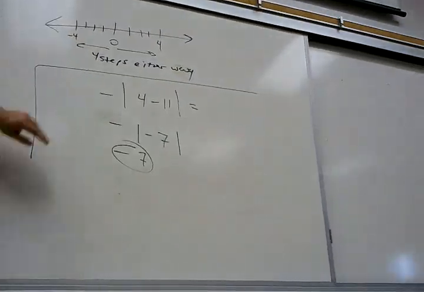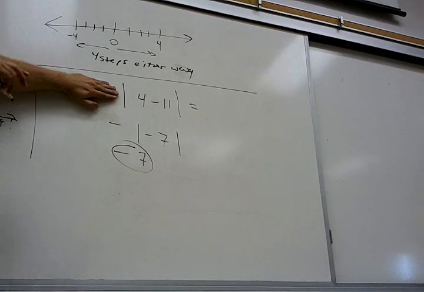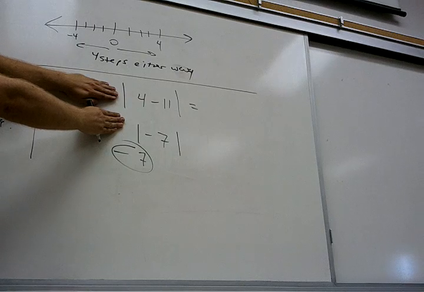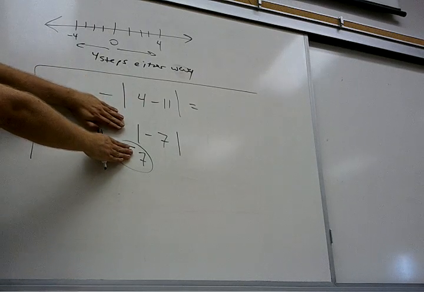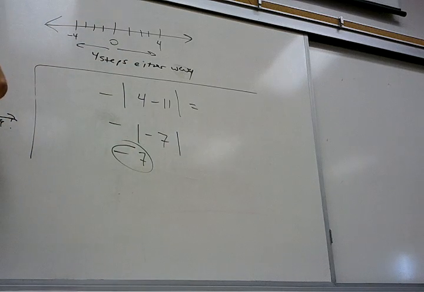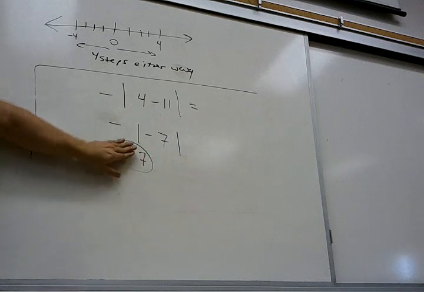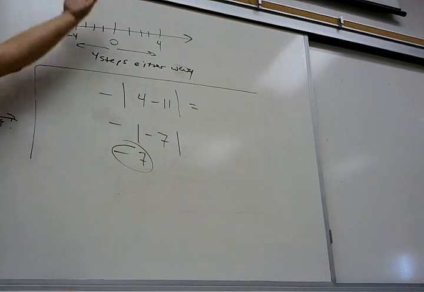The really cool way to look at this kind of problem is to cover that and do that problem now. So 4 minus 11 is negative 7. The absolute value of negative 7 is 7. What's on the outside of the problem, though? A minus sign. So it's the opposite of what you would normally get here. Normally I'd get 7 there, and the opposite is negative 7.